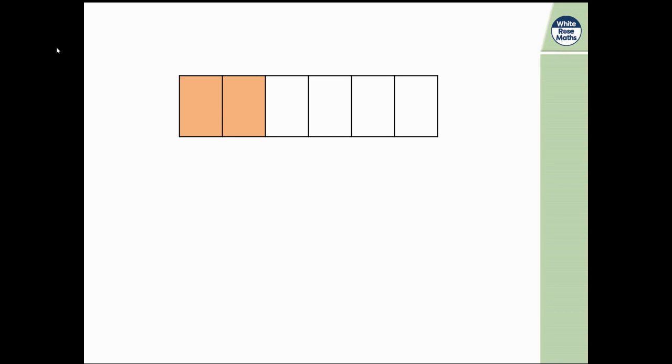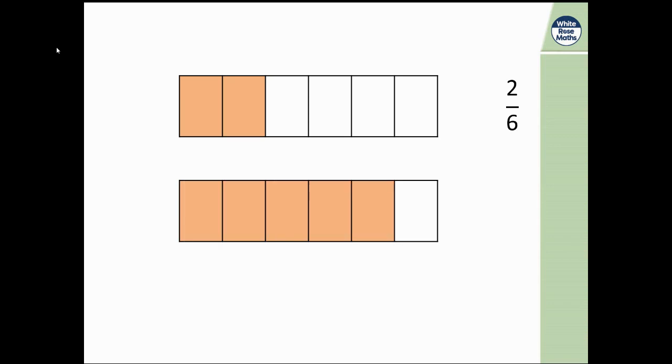Having a look at this fraction here, you could tell me what this one is. So we count all the spaces first of all. It's 1, 2, 3, 4, 5, 6. And then we count how many are highlighted. And there are 2. So we know that's 2/6. Down the bottom, we can now see there are 1, 2, 3, 4, 5, 5/6.